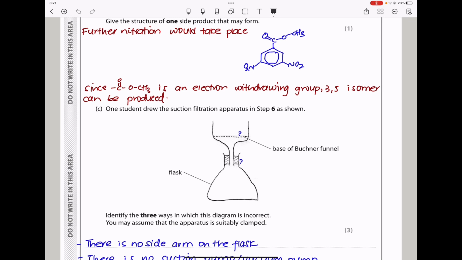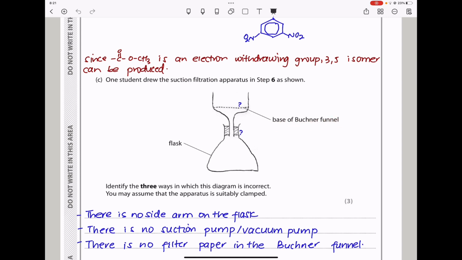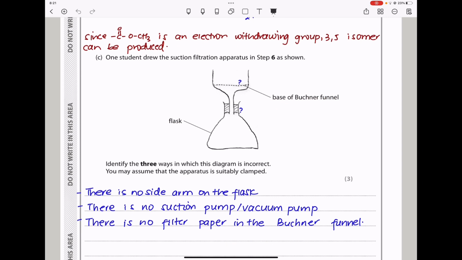Then the next part says one student drew the suction filtration apparatus in step 6 as below. We see the base of the Buchner funnel, and this is the flask. They want you to identify the 3 ways in which this diagram is incorrect, and they say you may assume that the apparatus is suitably clamped. So there should be a pathway leading to the suction pump here. There should be a suction pump attached as well as a filter paper at the base of the Buchner funnel.